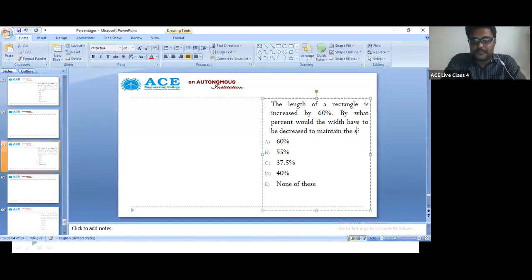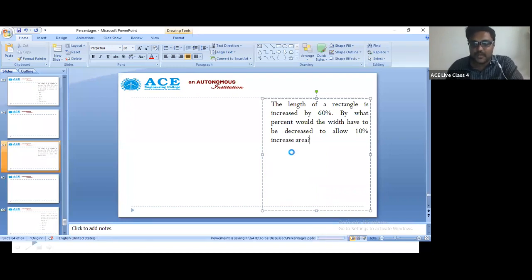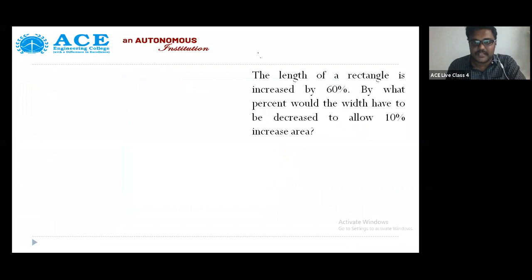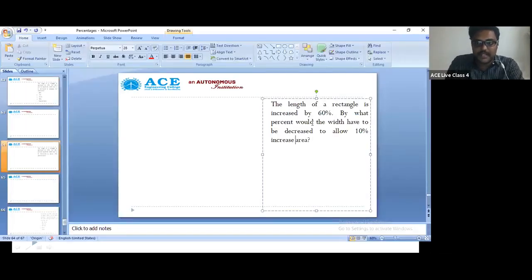to allow 10% increase in area. Now see this, guys, this you can do only with concept. Even if you have formulas in the textbook, those formulas will all wind up. You can't solve this, especially this question, whatever I changed now. You just see the question I changed, guys. This is a bit interesting now. 60% length increased, but what is the percentage decrease in width to allow 10% increase in area?